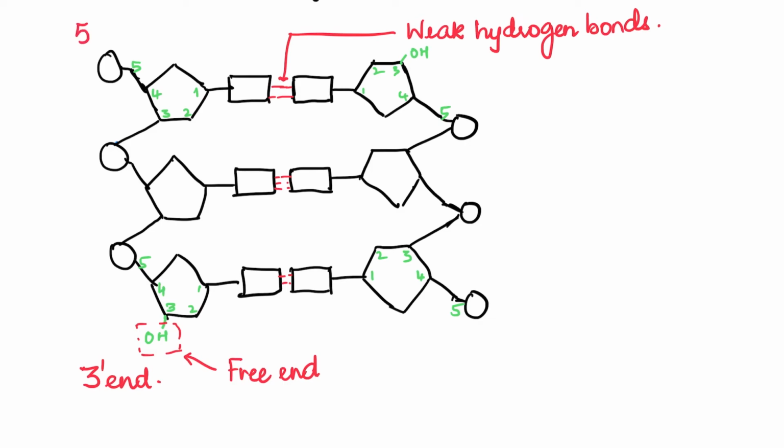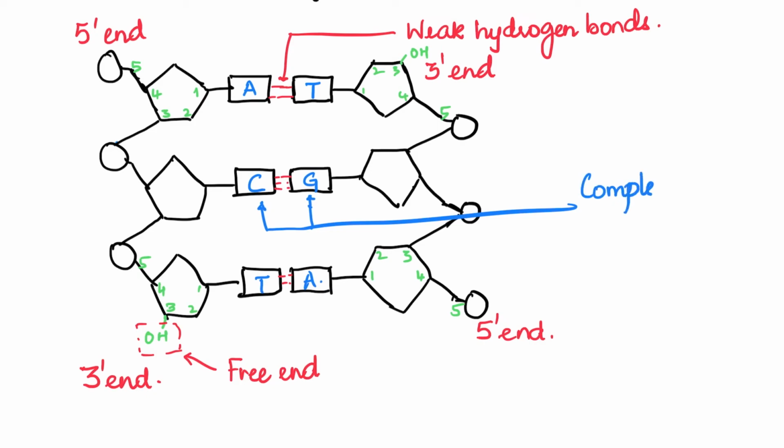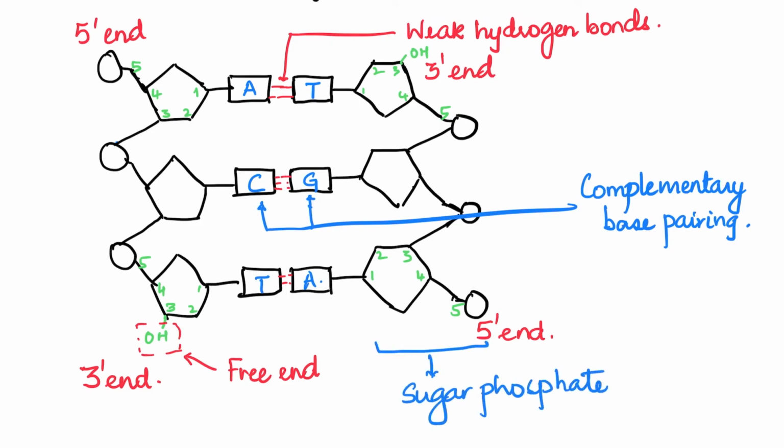So this is called the 3' end. The top end thus will be called the 5' end. The other strand on the right side will have it in the opposite numbers. Now, the nitrogenous bases are in the form of complementary bases. So here we have A pairing with T, and C pairing with G, A and T having 2 bonds, and C and G having 3 bonds. The sugar and the phosphate together form what we call the sugar phosphate backbone of the DNA molecule. So this is the structure of the DNA molecule.